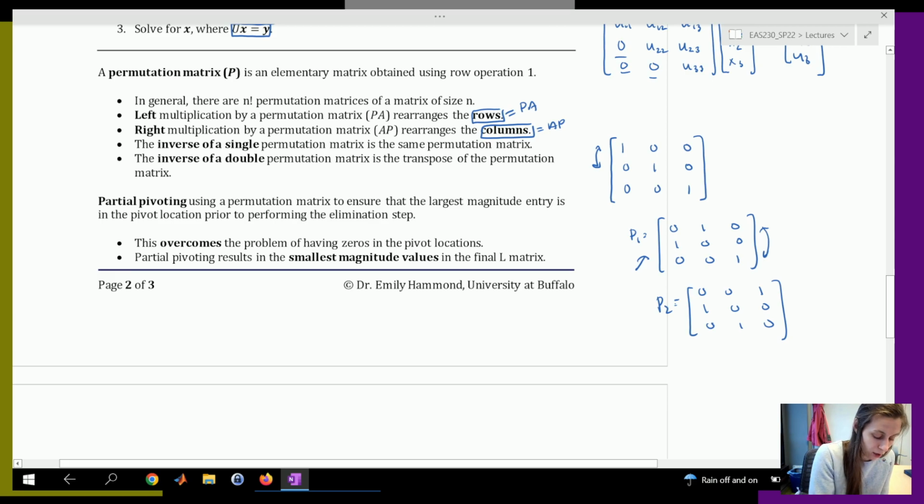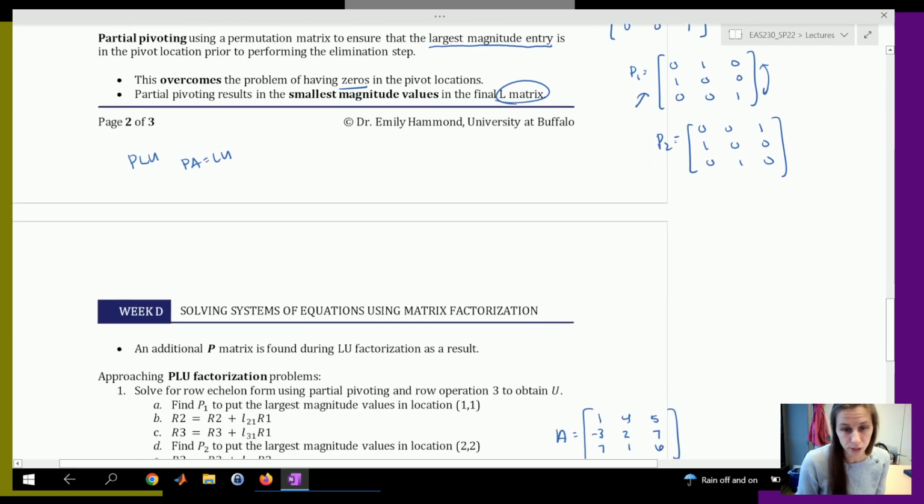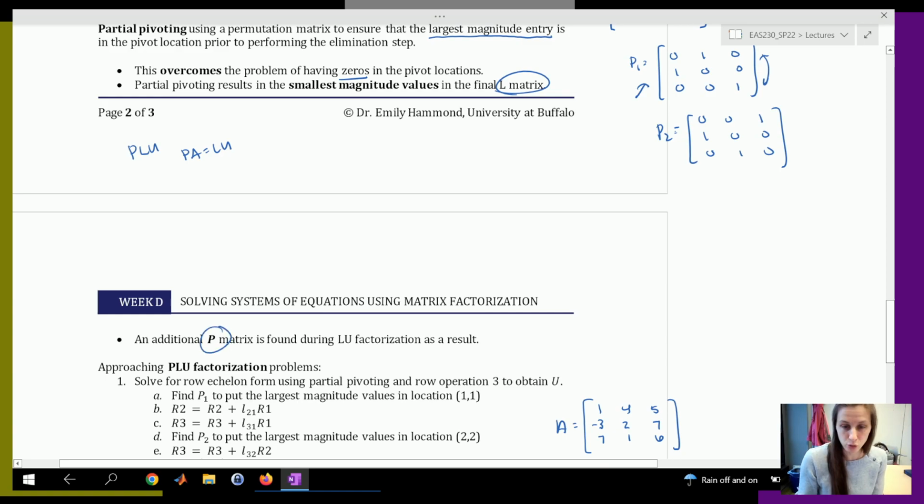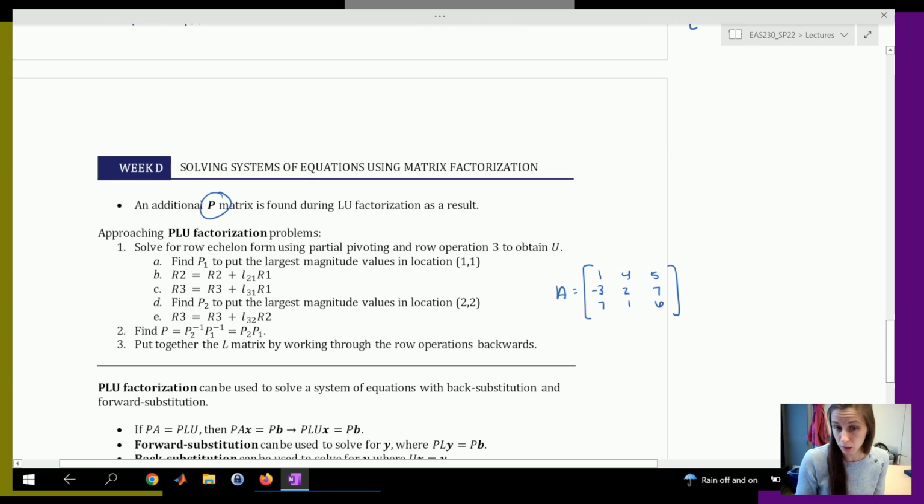So the process of doing these permutations allows us to do PLU factorization, or PA equals LU factorization. You'll see it both ways. And this allows us to do what's called partial pivoting. So partial pivoting gives us a way to get around the fact that we might have zeros. And what this does is we're going to go ahead and put the largest magnitude entry in the pivot location prior to doing the elimination steps. So like I said, it overcomes this problem. We're also going to end up with the smallest values inside of L, which means we're going to have lots of fractions now in our L matrices. And we get an additional P matrix that's found during LU factorization as a result. But our steps are still the same algorithmically.